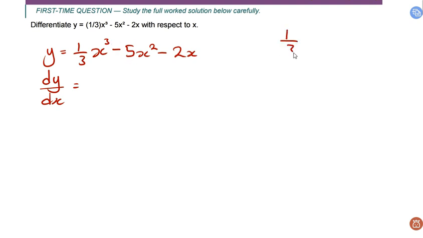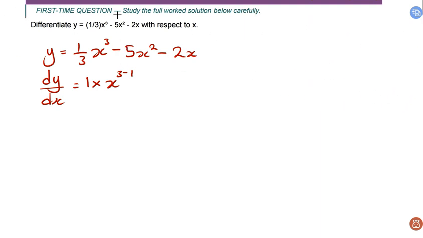So here we are just simply saying, when you multiply 1 over 3 times 3, this will be equal to 3 over 3, which is just equal to 1. So here it will be just a 1. Now that 1 is going to multiply with x to the power 3 minus 1, because we agreed that the power must be reduced by 1.